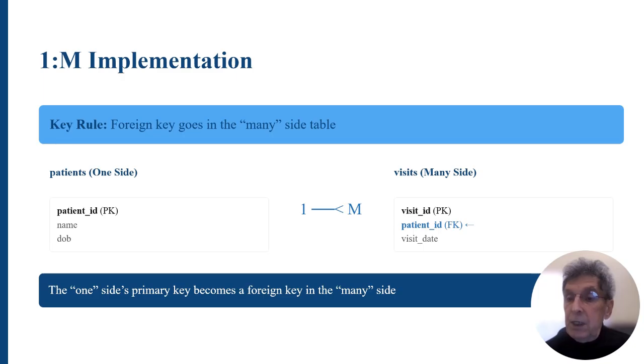Let me show this concretely. The patients table has patient ID as its primary key. The visits table has visit ID as its primary key, and the patient ID as a foreign key, referencing the patient. The diagnosis table has diagnosis ID as its primary key, and visit ID as a foreign key, referencing the visit. Foreign keys always go on the many side. The many side table holds references to the one side. This is a fundamental pattern. If you remember nothing else about implementation, remember in one-to-many, the foreign key goes on the many side.